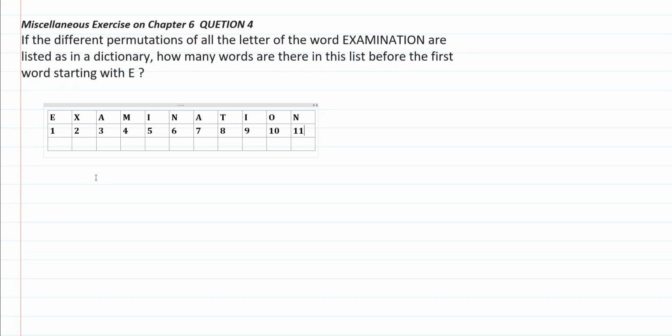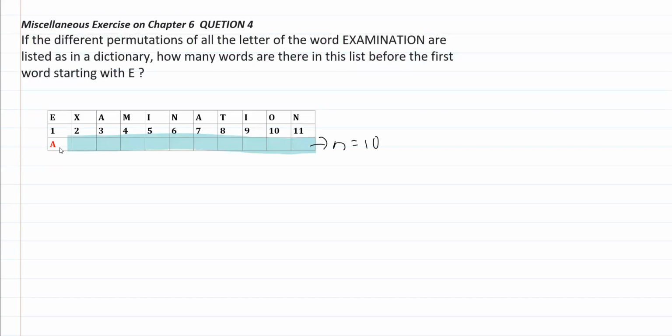So you know that in a dictionary, before E will come A, as the words are written in alphabetical order. So let's see how many words are there starting with the letter A. So I'm writing A first. Now fixing A at its first place, as you can see, how many slots are available? 10 slots are there, right?